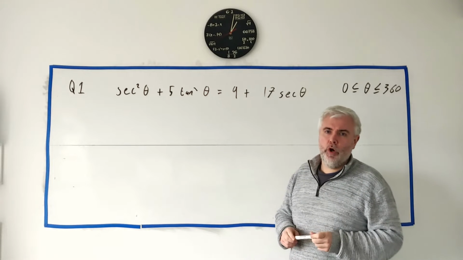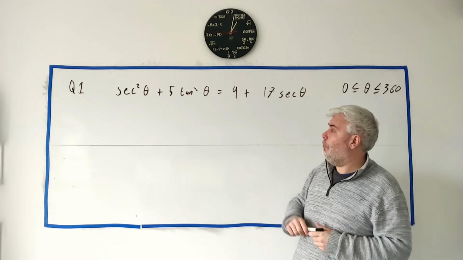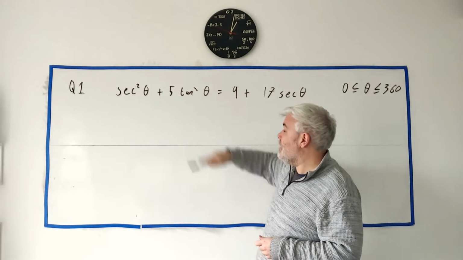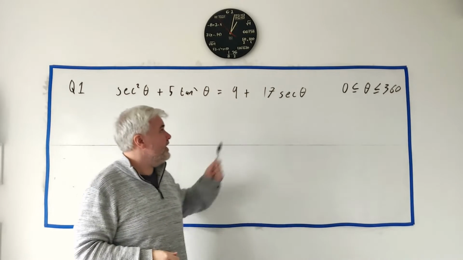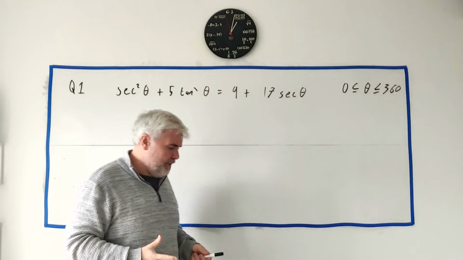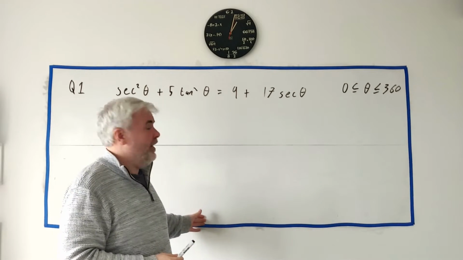This is question 1. In this question, we have to solve this trigonometric equation you see on the board. It's secant squared theta plus 5 tan squared theta is equal to 9 plus 17 secant theta. And I'll show how to solve this in a moment, but we'll basically get one answer. We're going to get an answer for theta at the end.